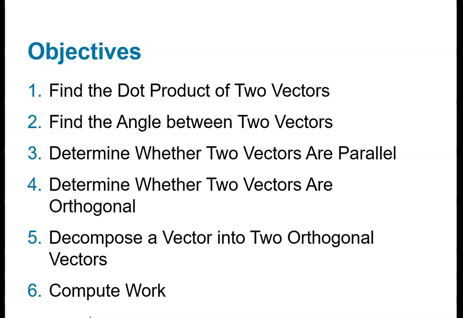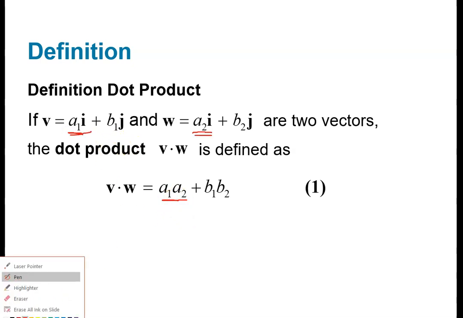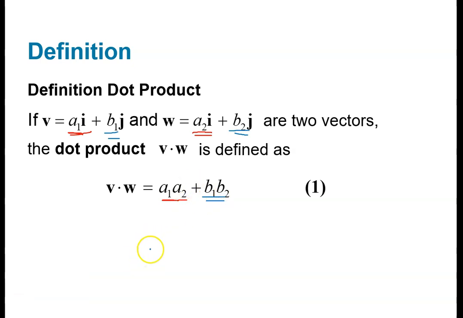vectors is actually going to give us a scalar, and that scalar leads to the idea of the angle between two vectors. That scalar has something directly to do with the angle between the two vectors. All right, this is the definition of the dot product. So if I have two vectors, the dot product of those two vectors is multiplying those horizontal components together and then also multiplying the vertical components together and then finally adding those at the end.